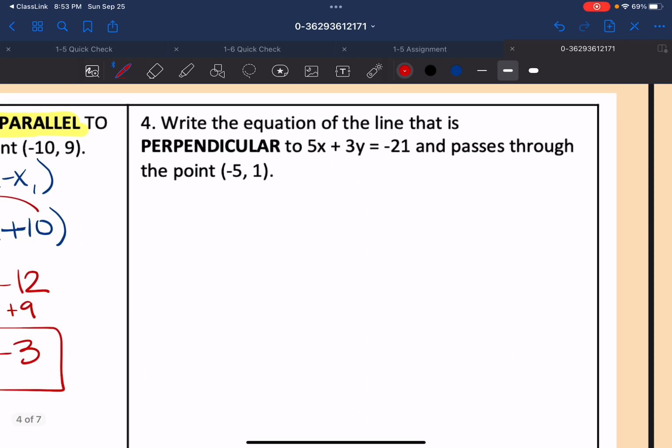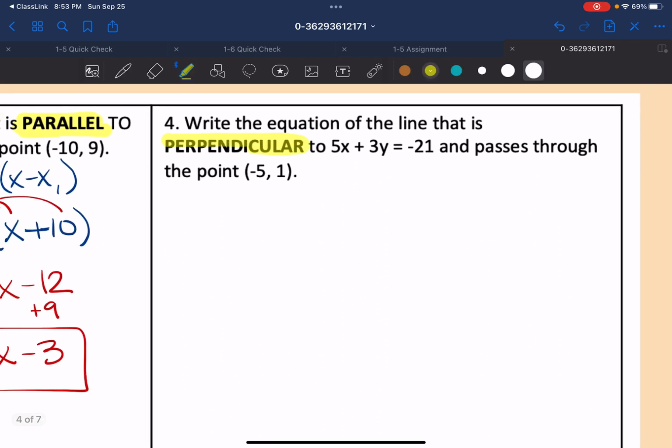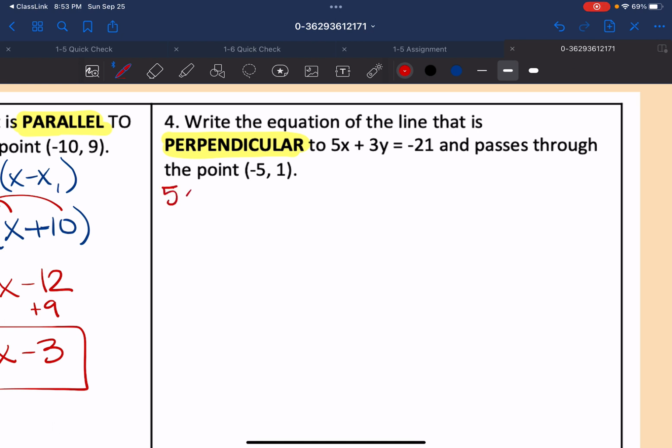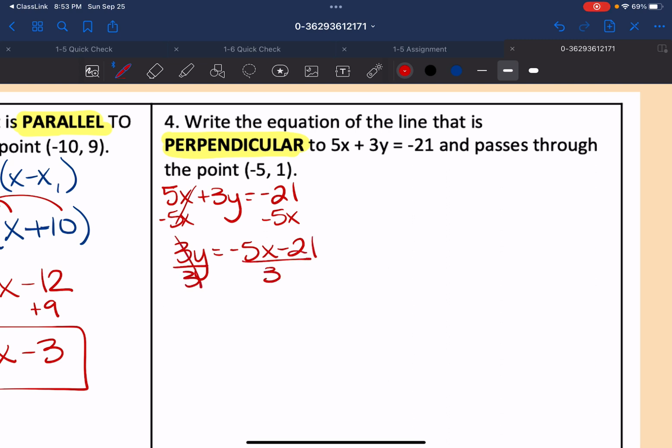Okay, the only difference on this next one is that instead of a parallel line, now we want a perpendicular line, but our process is the same till we get to the m. So let's bring down that equation: 5x plus 3y equals negative 21. Just like we did before, minus 5x, minus 5x. 3y equals negative 5x minus 21. Divide everything by 3. y equals negative 5/3 x. Doesn't simplify. And then negative 21 divided by 3 gives me negative 7.